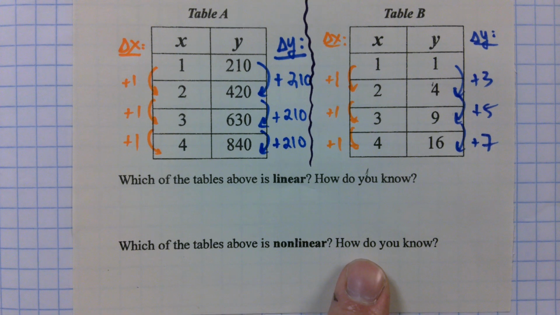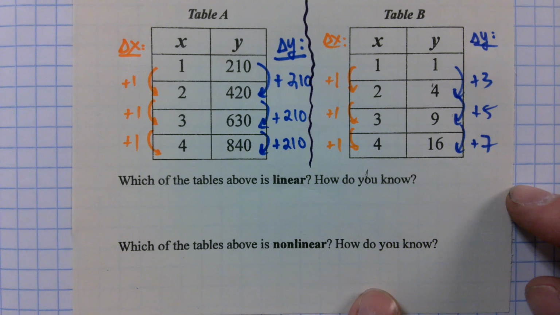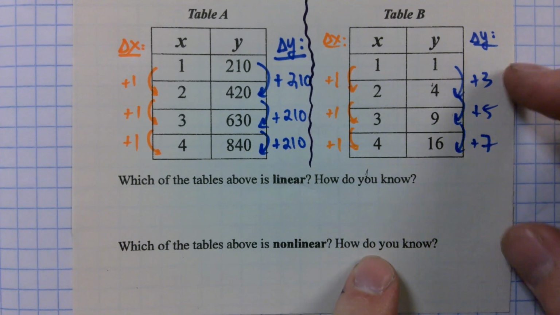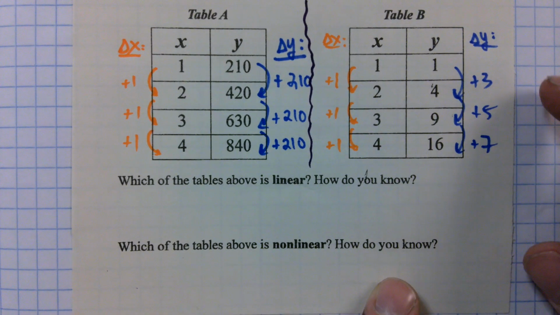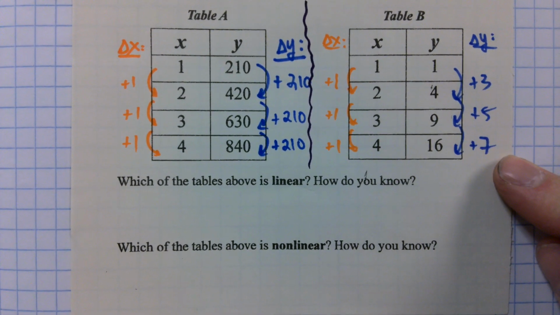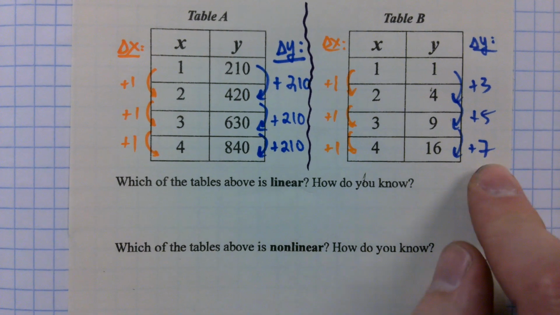It's definitely not linear. Do we have a constant change in y here? No. They have to be the same number, like we had over here with 210. So because my change in y is not constant, that means this is not going to be a straight line.